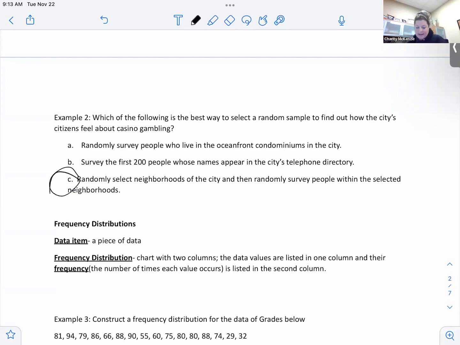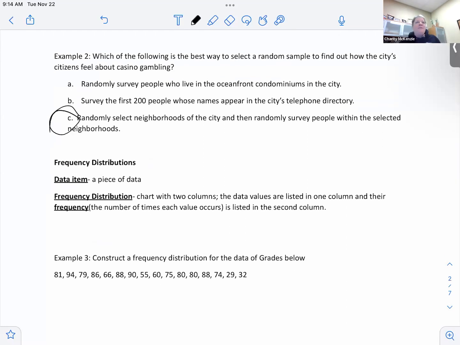Whoop. One, you're only doing one area of the city. Not everyone has a chance. You want everyone to have a chance. Okay. Number two, first 200 people. Well, my last name's an M. I'm out. Right, so not everyone has a chance. C, everybody has a chance to be in your sample. A much better sample. All right. Enough about samples.